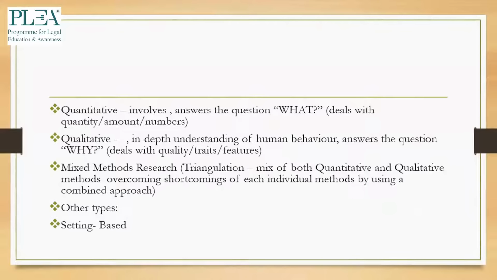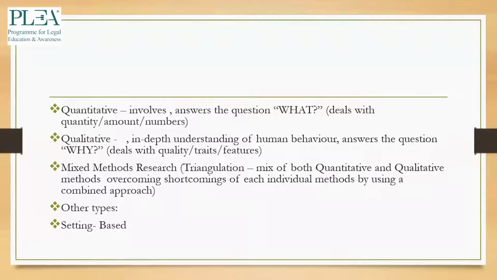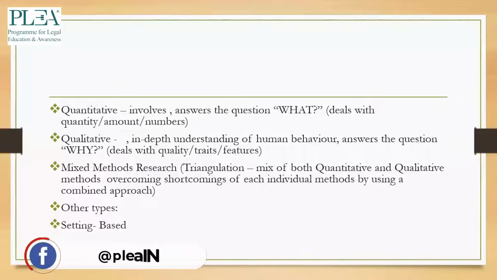Okay, next. Quantitative, qualitative. These are the next methods that we come to. Very famous, popular we can say two methods, quantitative and qualitative. Quantitative involves answering the question what. It deals with numerical data. It deals with collection of data, processing, analyzing data in a very technical manner. We are only concerned with what, that is numbers. Okay, it deals with quantity, amount, numerical data, numbers.